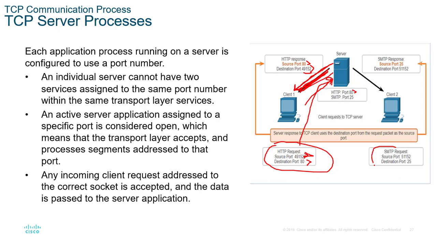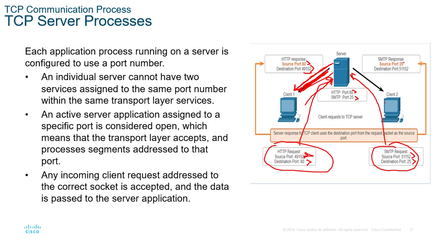When client 2 makes an email request, or is sending an email to the email server service, it's identifying a random source port of 51152. And it's sending to the server's well-known port number, port 25, for the Simple Mail Transfer Protocol. So that initial request goes up to the server from client 2. It's received on port 25. That's the destination port when client 2 is sending the data.